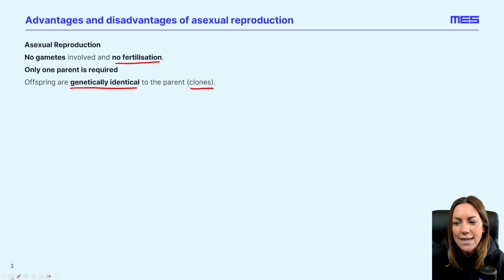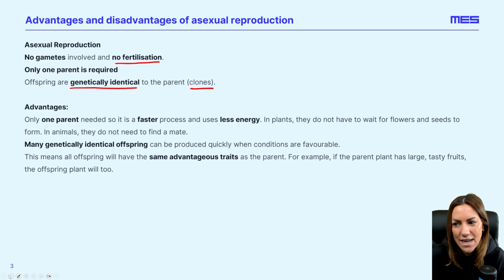That means genetically identical. So advantages of this: well, this only requires one parent, as we said, so it's a faster process or less time consuming than sexual reproduction, and it requires less energy than sexual reproduction. So in plants, they don't have to wait to be pollinated, they don't have to wait to flower, they don't have to wait for seeds to be formed. In animals, they do not need to find a mate to reproduce sexually. So it's faster, it's less demanding of energy.